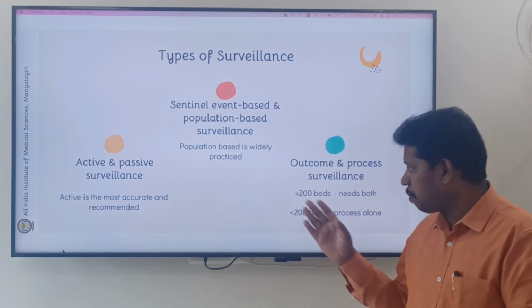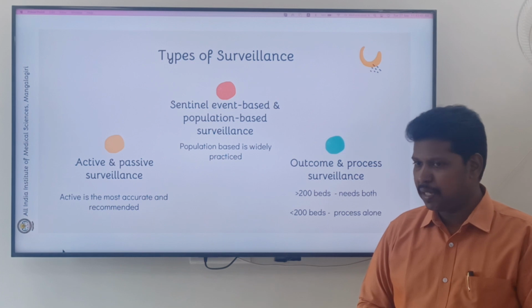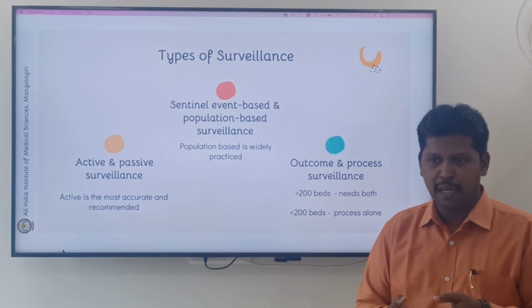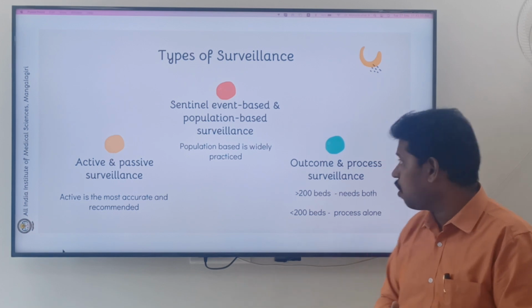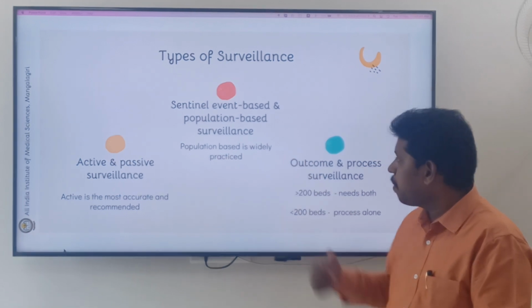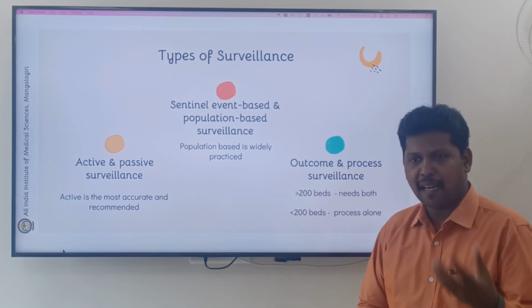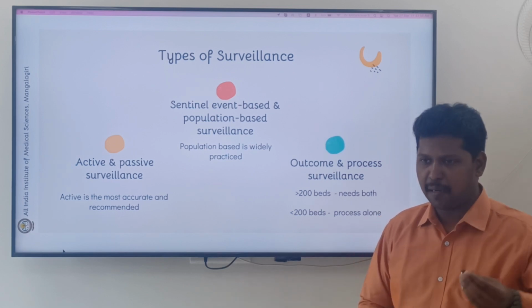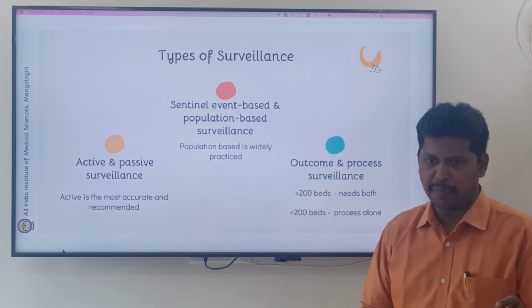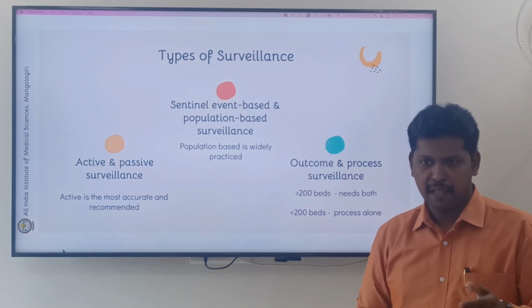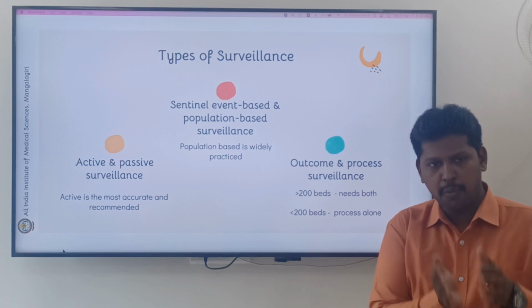This active surveillance can be done by infection control nurses (ICNs), and that is the most accurate and recommended method. They will actively look for HAI presence in the hospital. Sentinel event based or population based surveillance. Event based, like a salmonella outbreak or salmonella positivity has happened in the hospital: only those patients will be listed in the surveillance, so only those patients will be looked for.